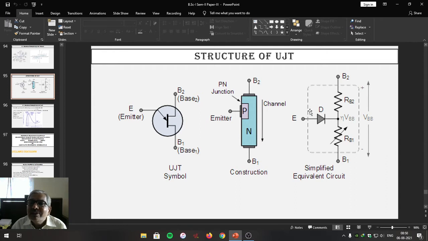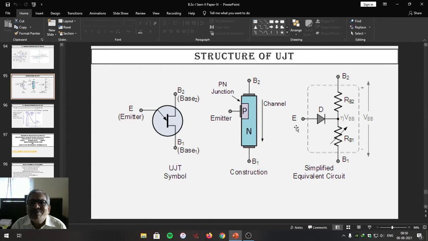Friends, this is the diode with which we are well aware. We can call it a PN junction diode. This PN junction is the same as the P region and N region, with a junction between them. So this PN junction is represented here, and the ohmic contact to the P region is named the emitter.